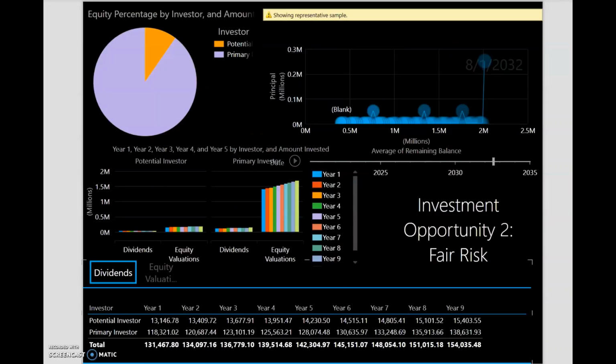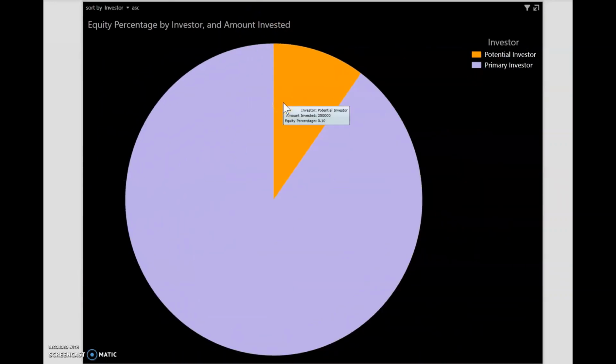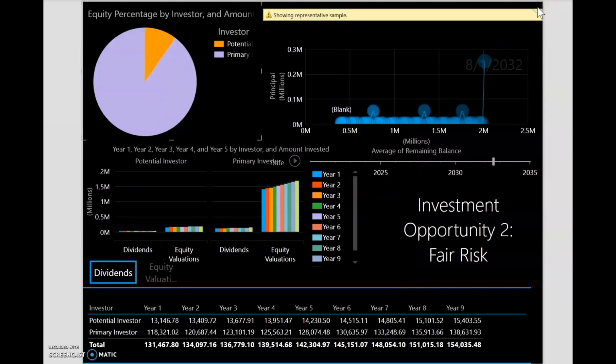Okay, so now let's assess investment opportunity 2. I've assessed this as fair risk. We're going to still be purchasing property 2. However, instead, we're going to be including a secondary investor at 10% on all rights, the distribution, dividend distributions, and asset appreciation valuation. The buy-in rate to this is $250,000.